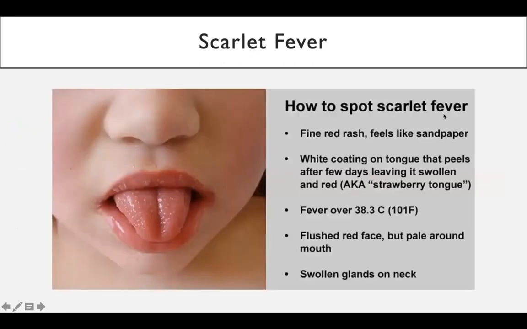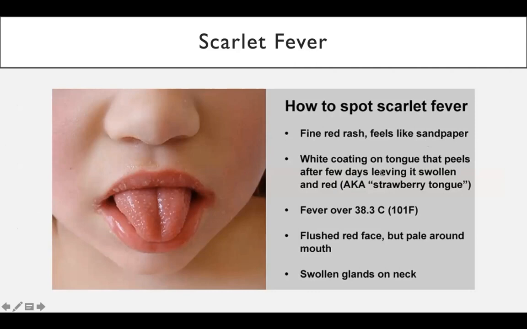How to spot scarlet fever? How to diagnose scarlet fever? Fine red rash that feels like sandpaper, so it is rough, with a white coating on the tongue that peels after a few days, leaving it swollen and red.